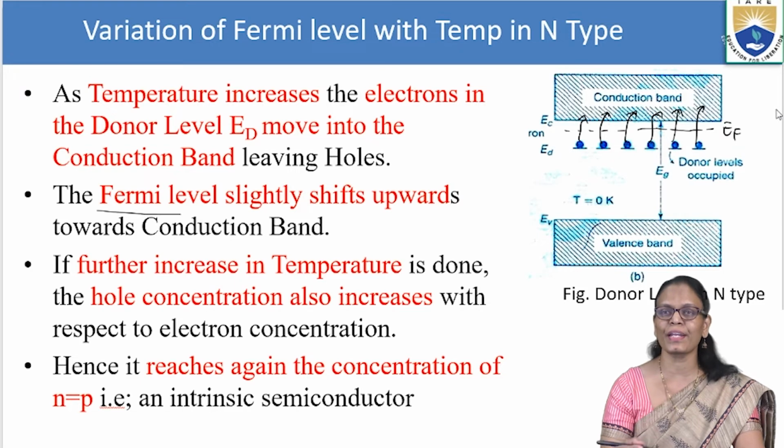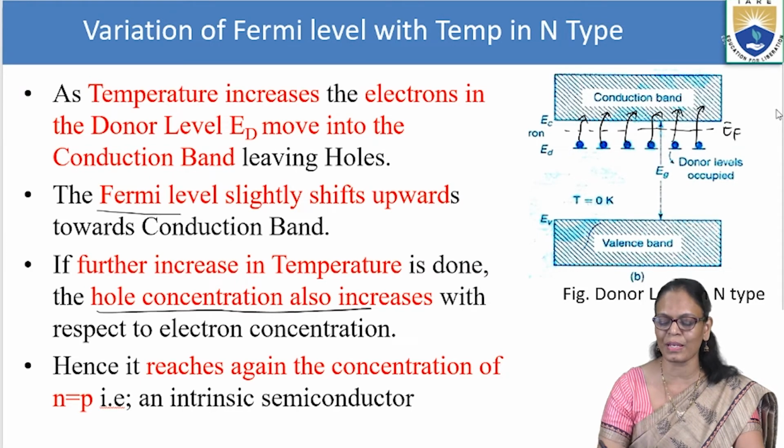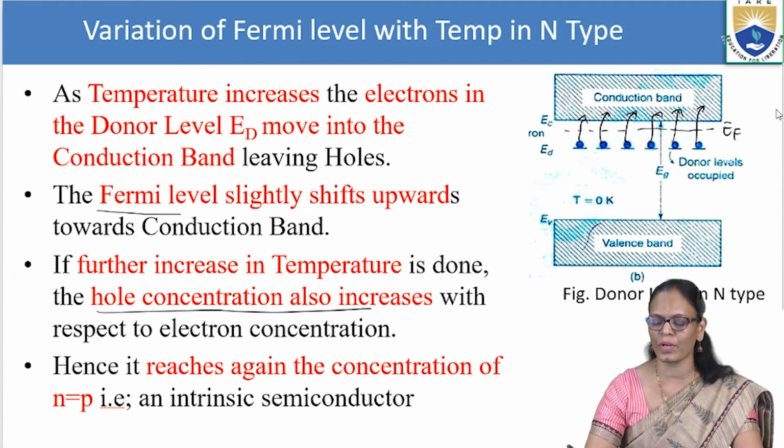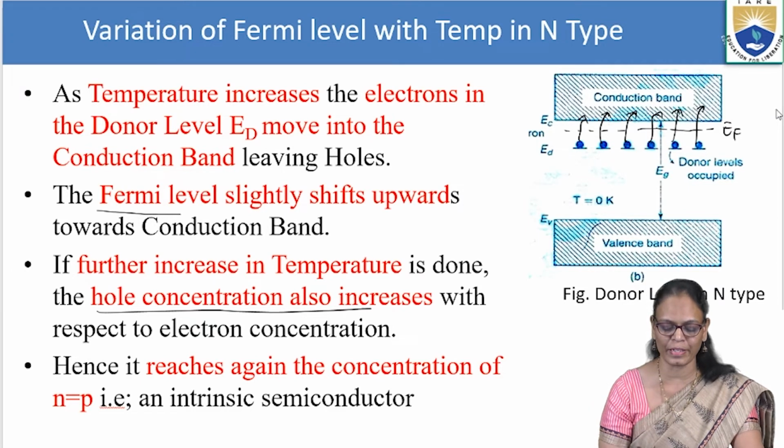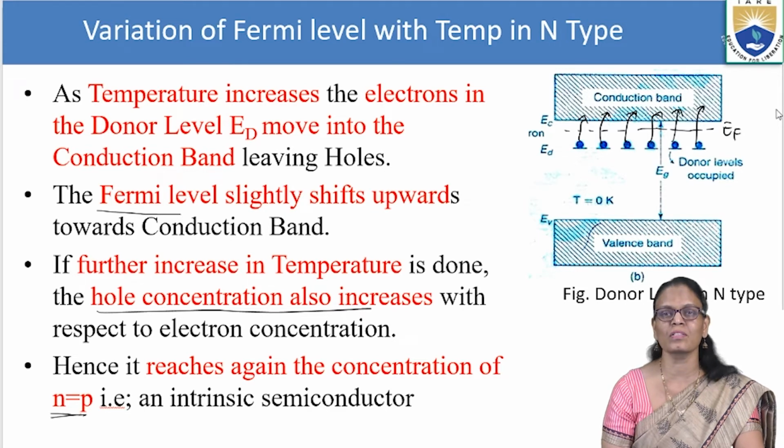And if you are increasing the temperature further, the hole concentration also increases. Means more and more bonds are broken and more electrons from the valence band move to the conduction band, and then there will be holes formed in the valence band, and ultimately the number of electrons in the conduction band will be equal to the number of holes in the valence band.